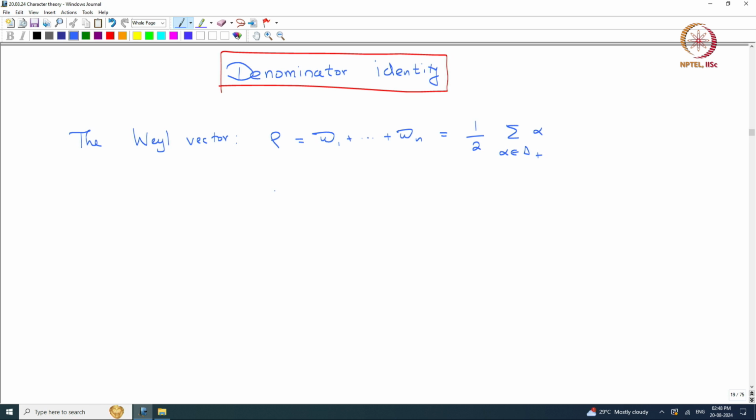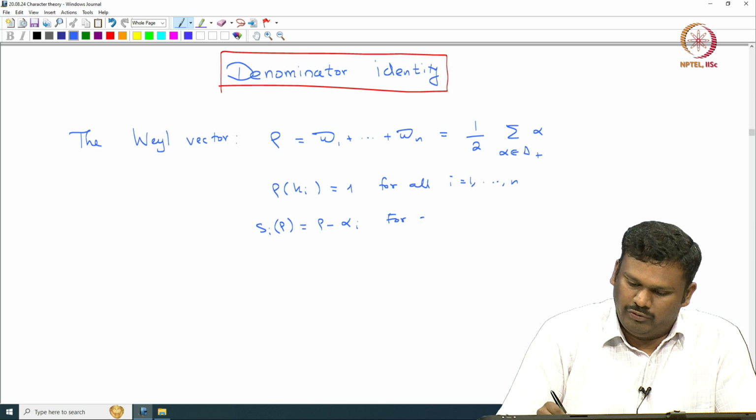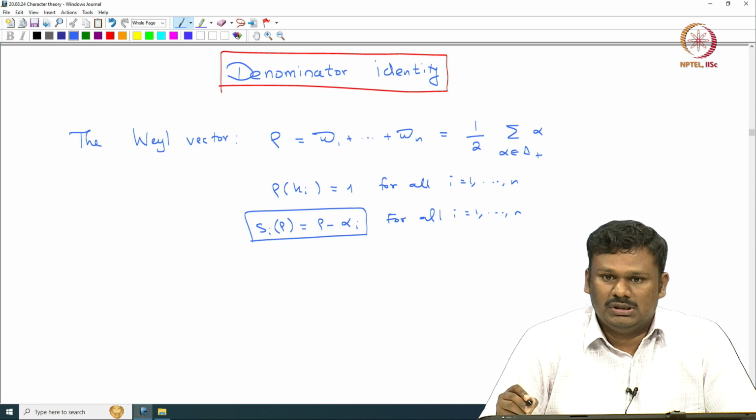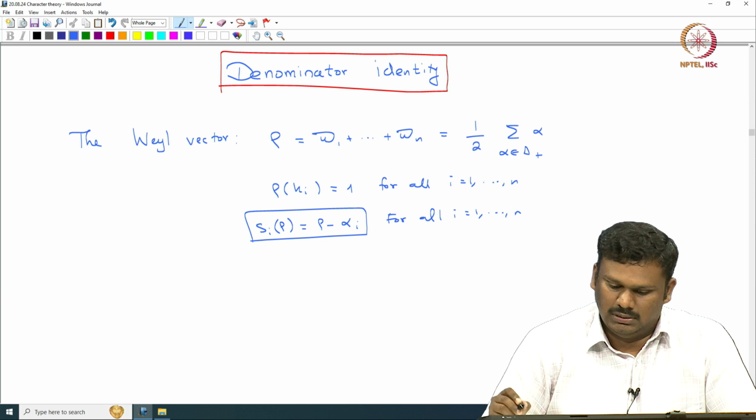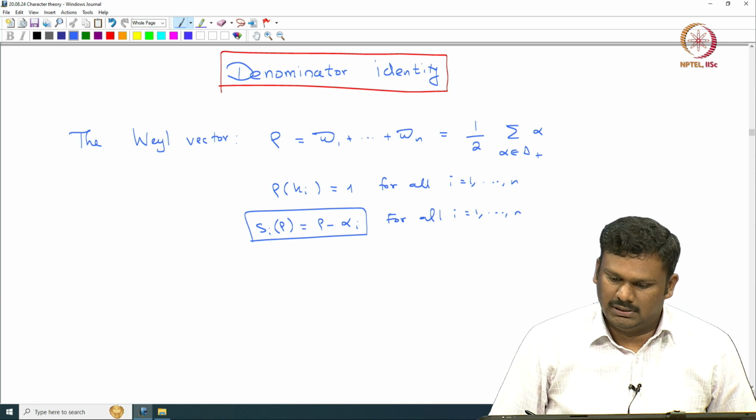So in particular we have the following observation. Omega of h_i is 1 for all i ranging from 1 to n. In particular s_i of rho is going to be exactly rho minus alpha_i, and this is also true for all i ranging from 1 to n. So this is the most important thing. We will actually use this to compute what will happen to w rho minus rho. Okay. So that is what is involved in the sum side of the denominator identity.